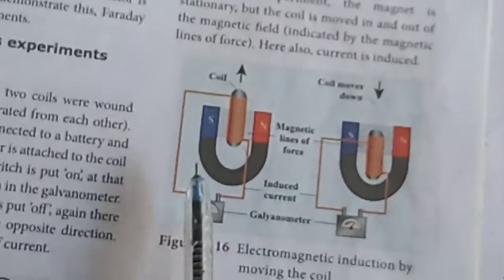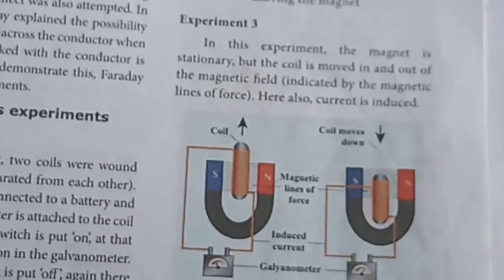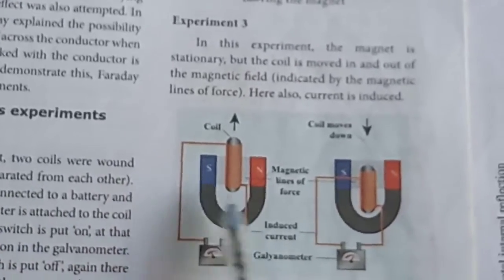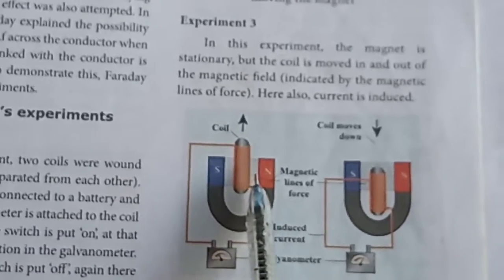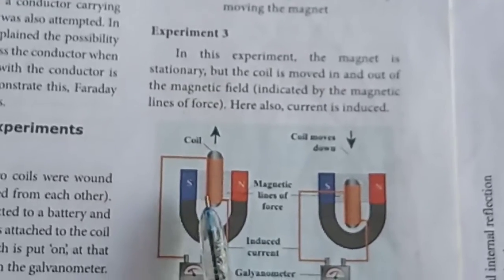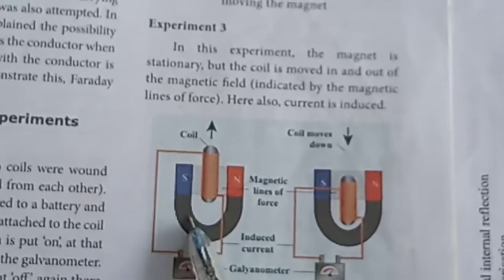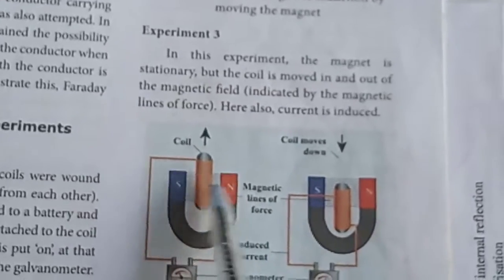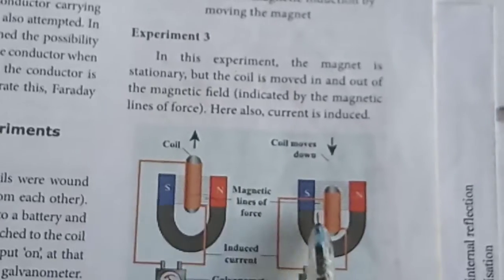Look at this picture. Here is a magnet and this is the coil, and the galvanometer is attached. The magnet is stationary, meaning it does not move anywhere, but the coil is moved in and out of the magnetic field. Hence the current is induced. So from this experiment we can conclude electromagnetic induction.